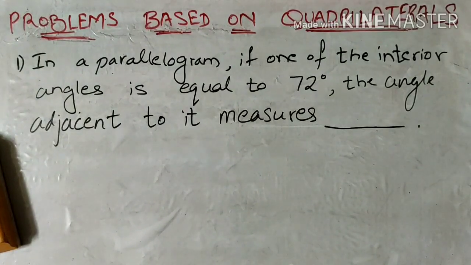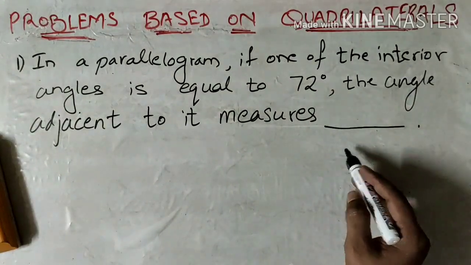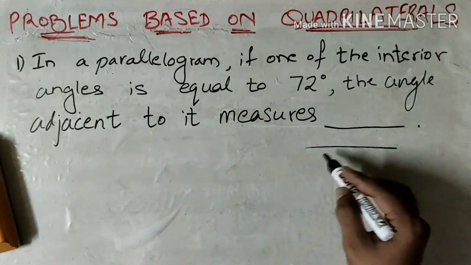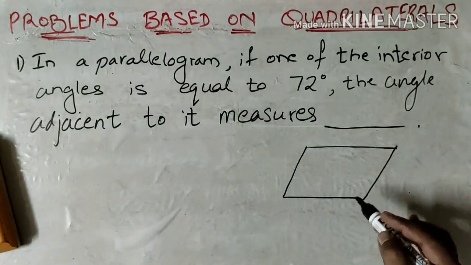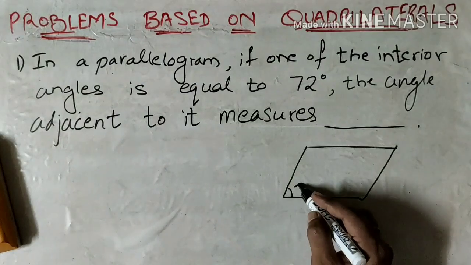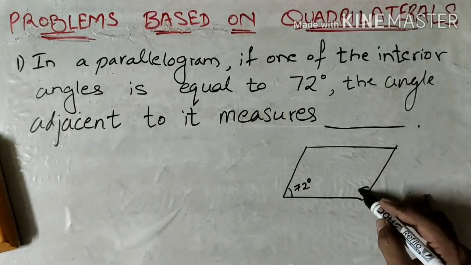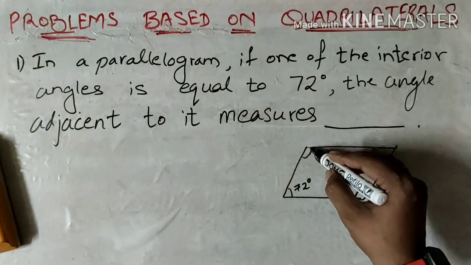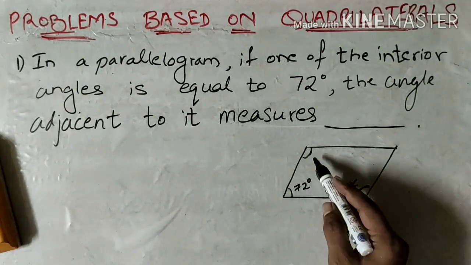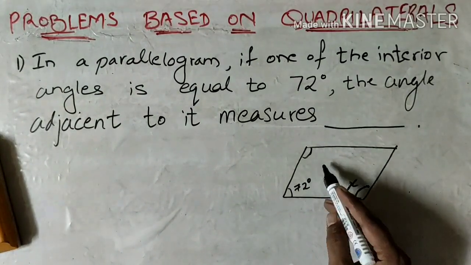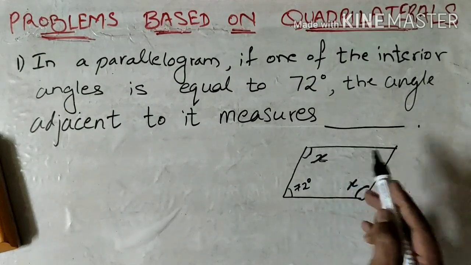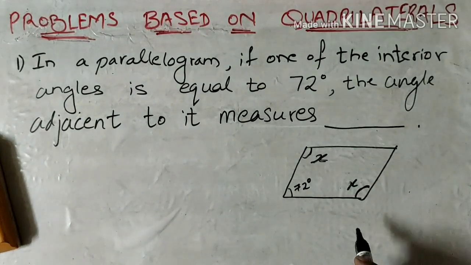In a parallelogram, if one of the interior angles is equal to 72 degrees, the angle adjacent to it measures dash. So we need to first imagine or draw a rough diagram of a parallelogram whose one interior angle is 72 degrees. The angle adjacent to it, either this or this, let's consider as x. As we know the property of a parallelogram, opposite angles are equal. So whichever angle I consider, they will be the same.